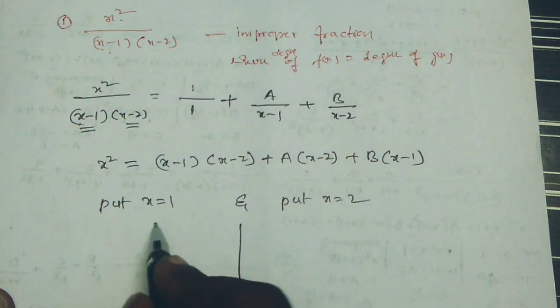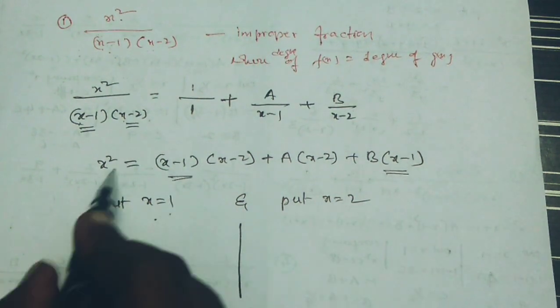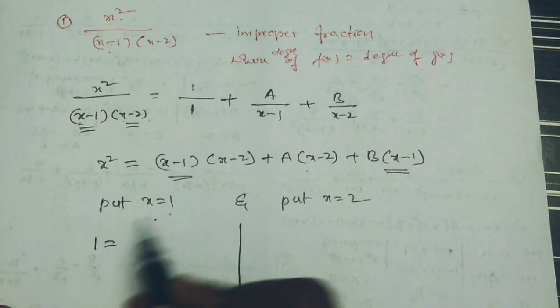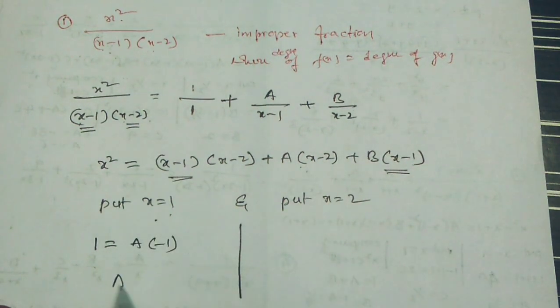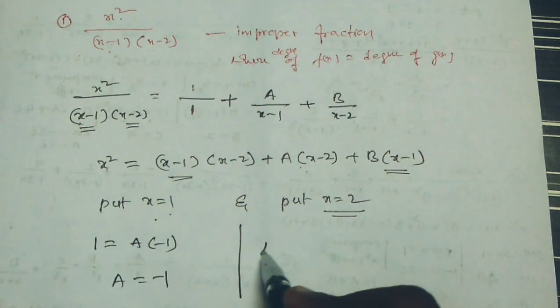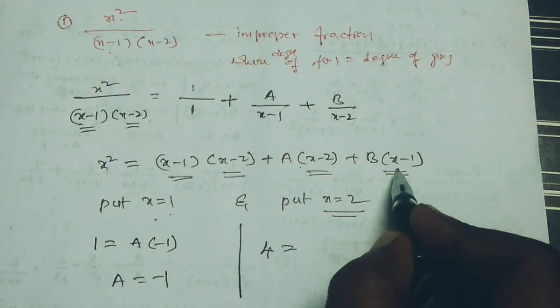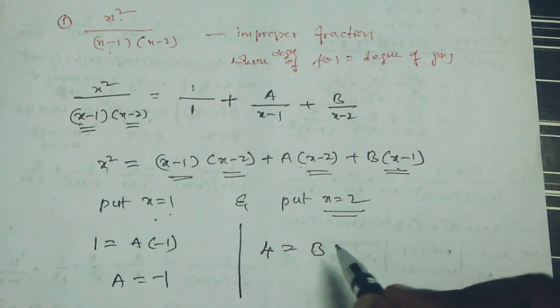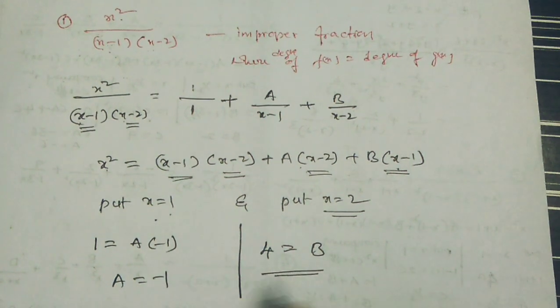When you put x is equal to 1, this becomes 0, this becomes 0. Therefore remaining is 1 square on the LHS. RHS is a into minus 1. Therefore a is equal to minus 1. Put x is equal to 2. LHS becomes 4 is equal to, this becomes 0, this becomes 0. When you put x is equal to 2, b becomes b into 2 minus 1, that is b. b is equal to 4.